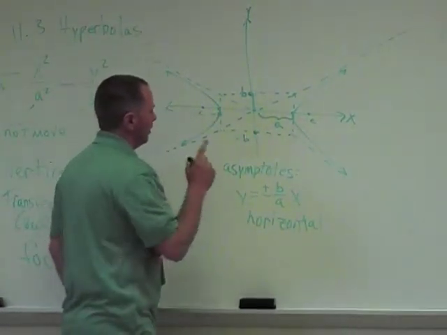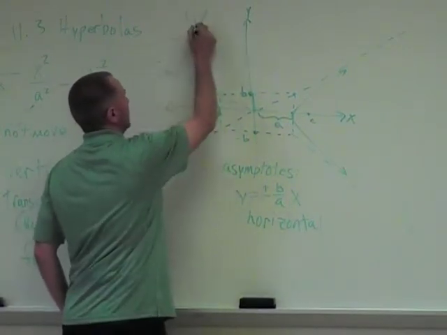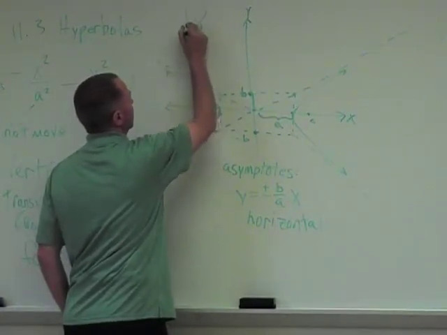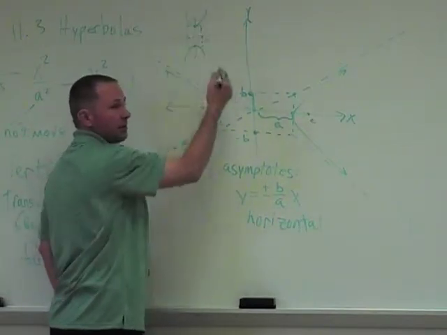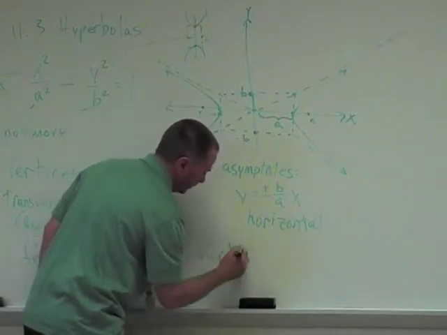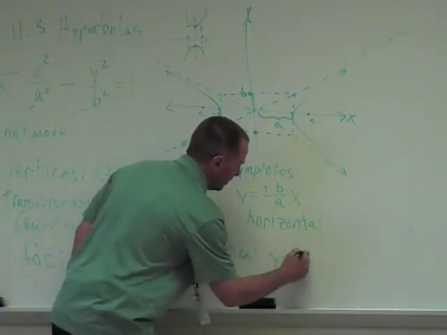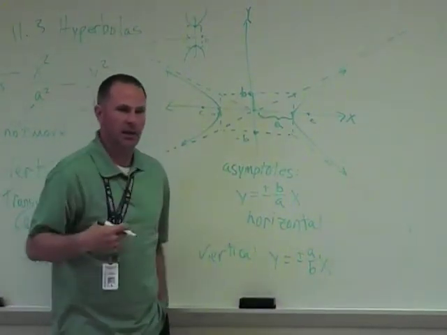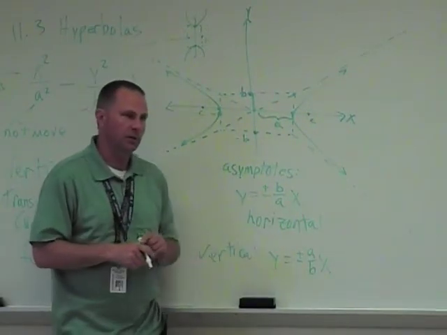For a vertical hyperbola, just real quickly, if it's like this, these are your vertices, so that's a. Let's say b is right here. If that's b and this is a, we're really rising a and running b. So for a vertical hyperbola, the equation for the asymptotes is going to be y equals plus or minus a over b x, because you're rising a and you're running b. Okay, so make sure you get those right. Alright?